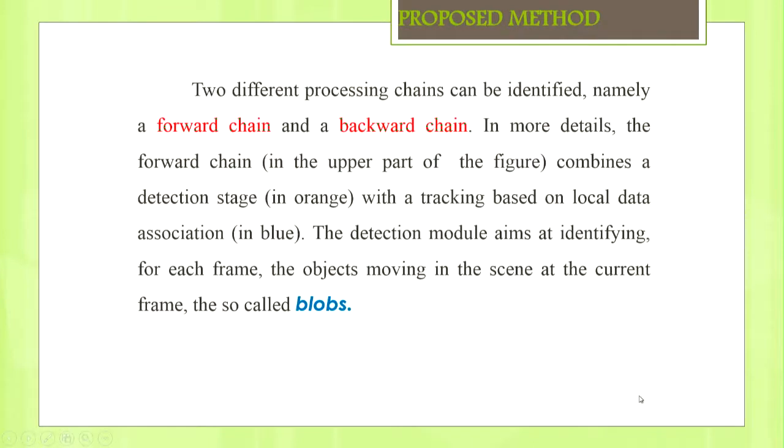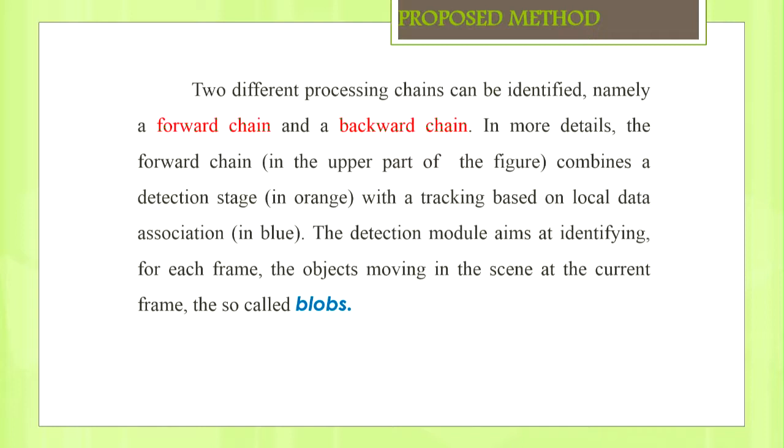Proposed method. Two different processing chains can be identified, namely a forward chain and a backward chain. In more detail, the forward chain, in the upper part of the figure, is composed of the detection stage in orange and the tracking based on the local data association in blue.